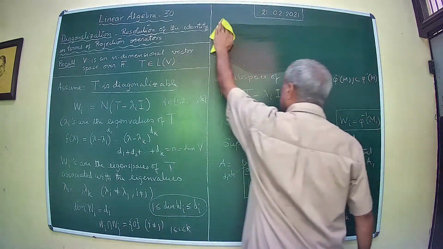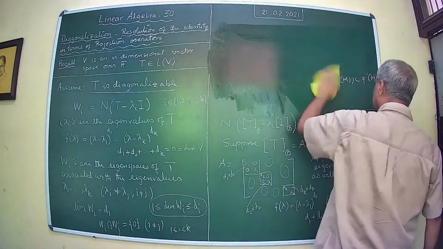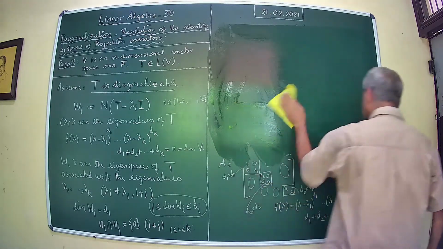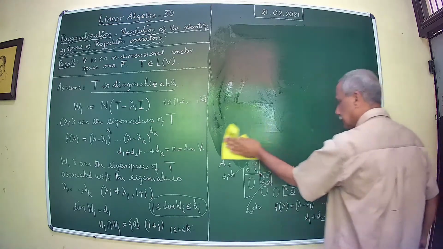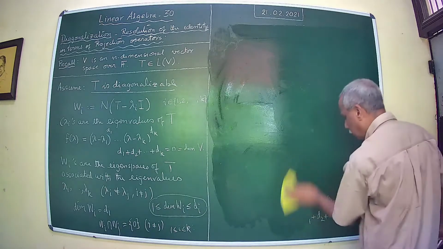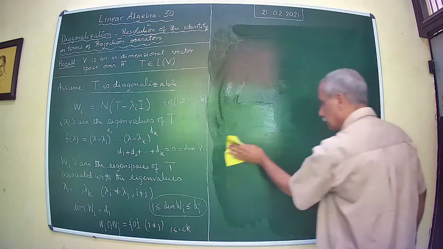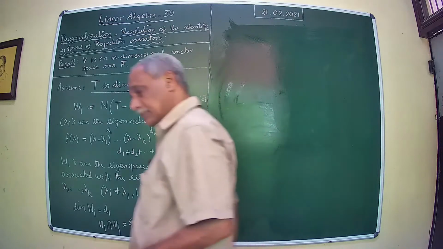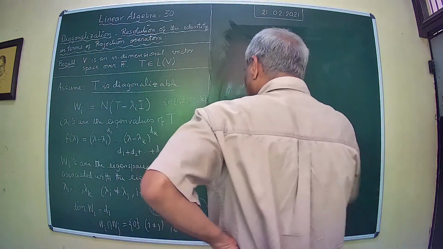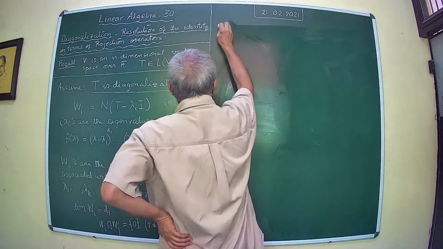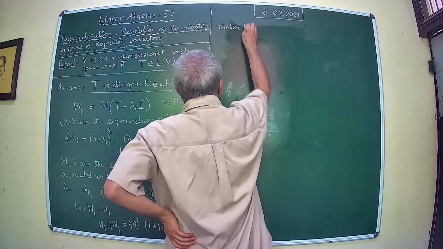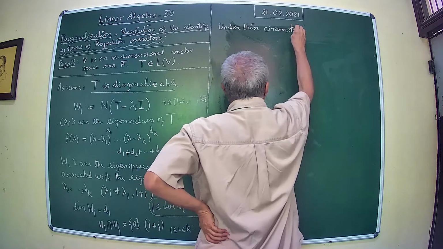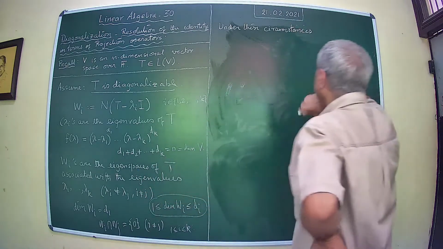Now let me work on the further structure of this. We have also proved the following. Under these circumstances, V can be resolved into the sum of W1, W2, etc., Wk. Under these circumstances, we can write this, namely that T is diagonalizable.